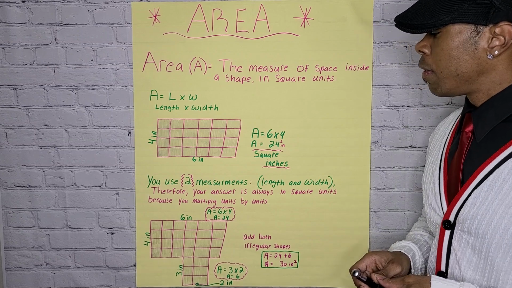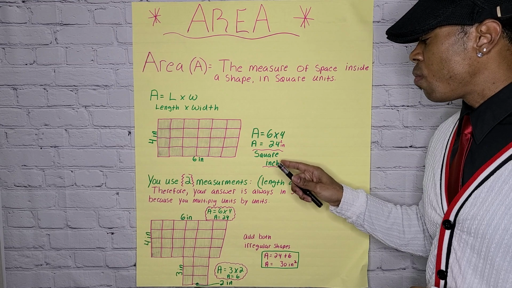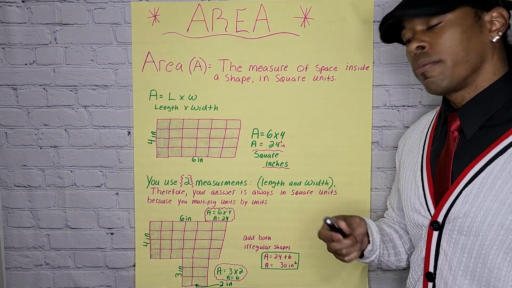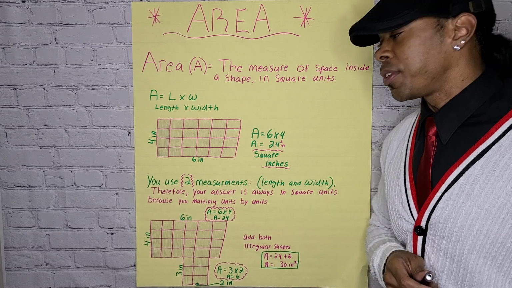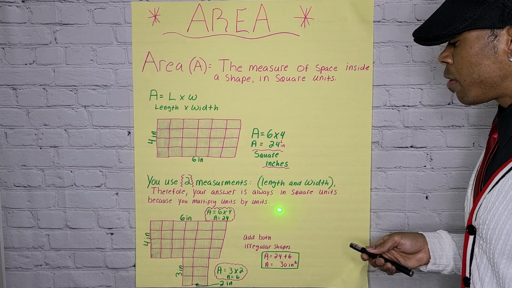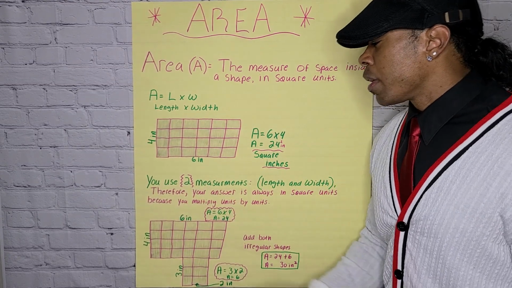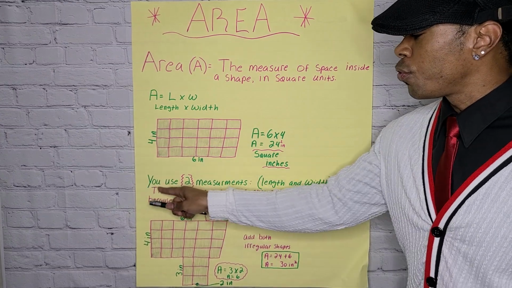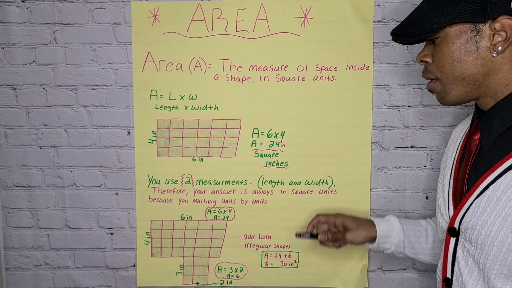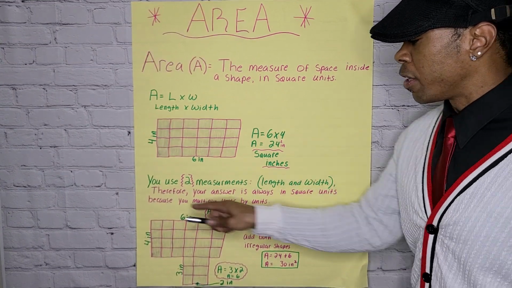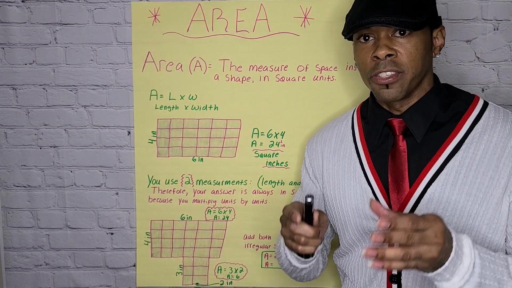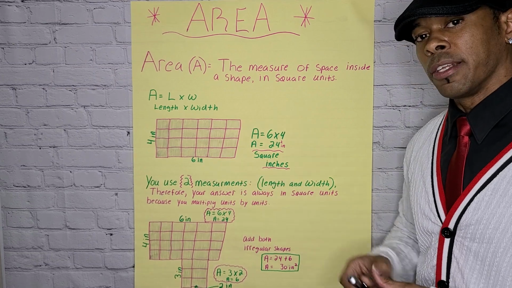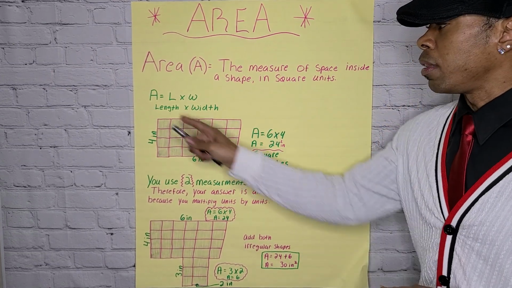But I'm not finished. The reason why I'm not finished is because I have a little bitty 2 and I have IN. What does that mean? I'll let you know. The little bitty 2 means square, and IN stands for inches. If you look right here where I wrote this small little definition, it's going to let you know that if you use 2 measurements, length and width, your answer is always in square units, because you're multiplying units by units. We're multiplying a unit times another unit, so it's going to double. We're using 2 units, length and width.